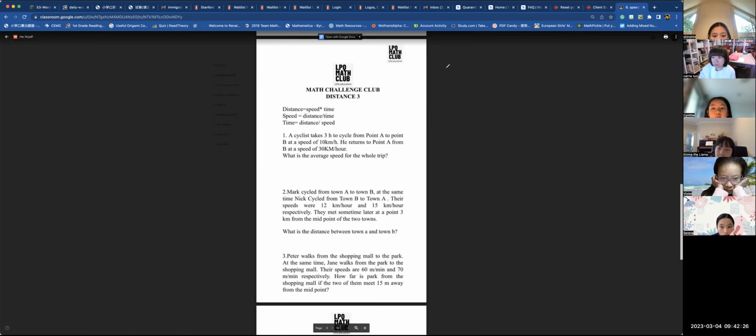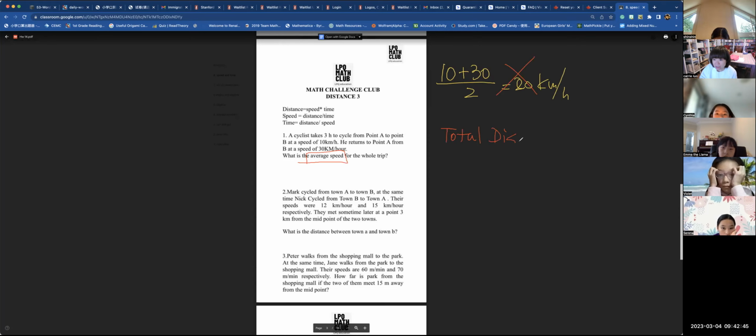The biggest possibility is people will do 10 plus 30 divided by 2 equals 20 kilometers per hour. A lot of students think, I got it right. But I'm sorry, it is wrong. Remember, I said when we do the average speed, it must be the total distance divided by the total time. Okay, so now let's take a look at this one.